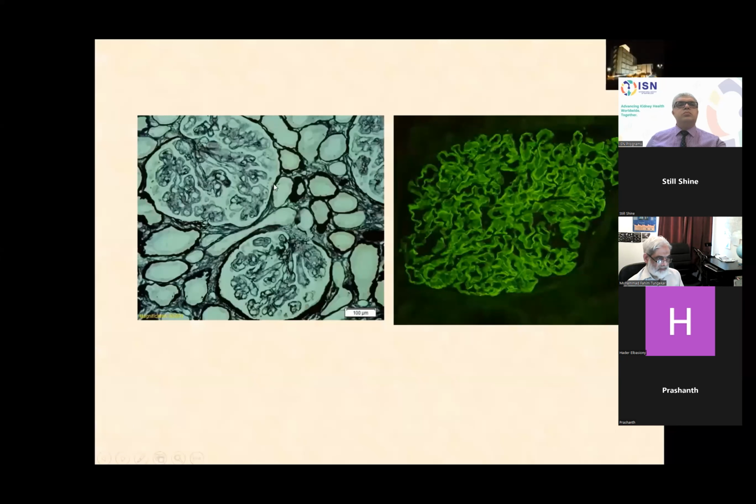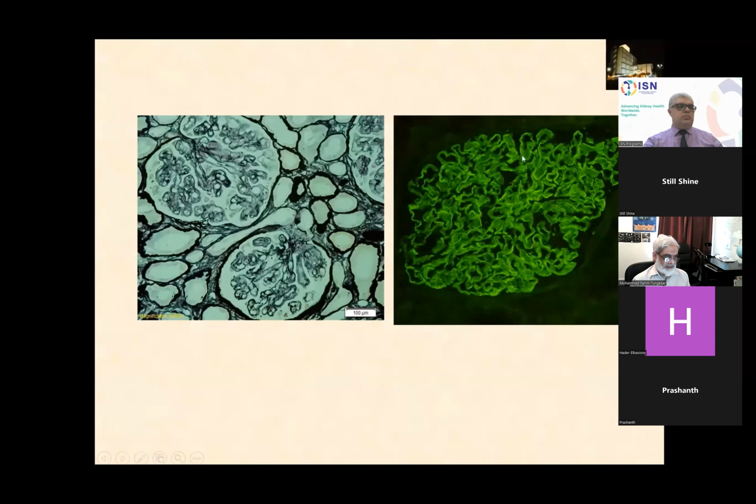This is a silver stain that highlights the second basement membrane. Also, it highlights the double contour. We can show here that the basement membrane has two outlines, an outer outline and an inner outline, and this is the tram-track appearance or double contour of the thickened basement membrane.